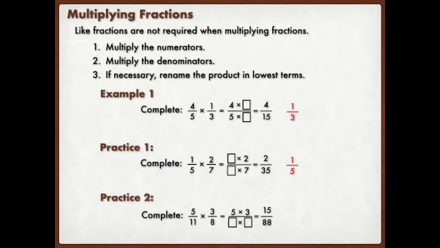Okay, let's do the next practice. Okay, 5 times 3 is 15. Okay, 11 times 8 is 88. So what's the blank? 11 times 8.